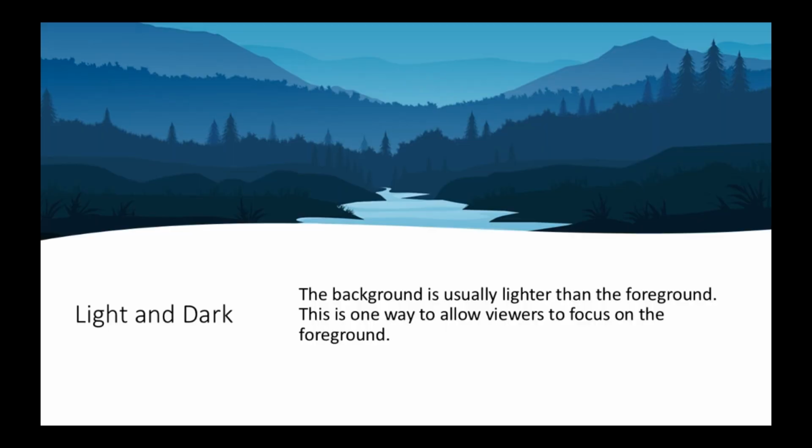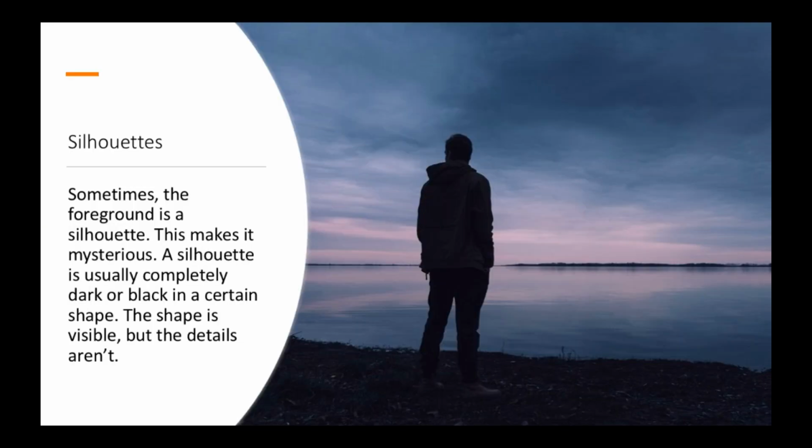Light and dark. Now, the background is usually lighter than the foreground. This is one way to allow viewers to focus on the foreground more. Sometimes there's an exception to this. Sometimes the foreground is a silhouette. This makes it mysterious. A silhouette is usually completely dark or black in a certain shape. The shape is visible, but the details aren't. Now, maybe you can see some details in here, but not a lot. And so it just kind of makes you wonder what his face looks like, what all the details do look like.